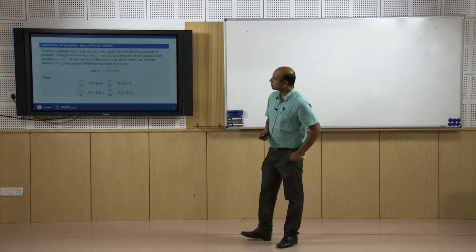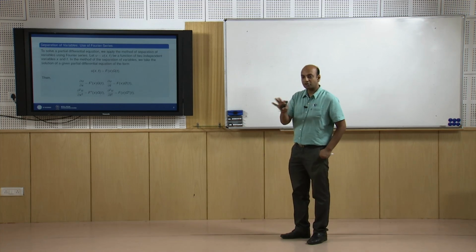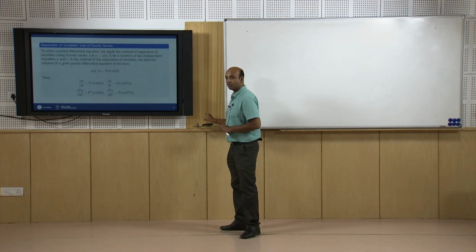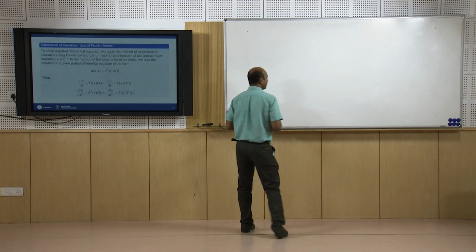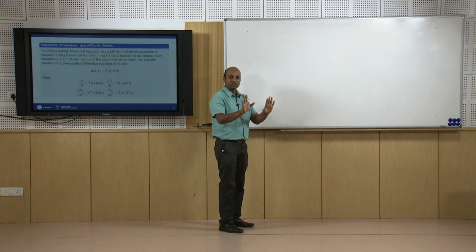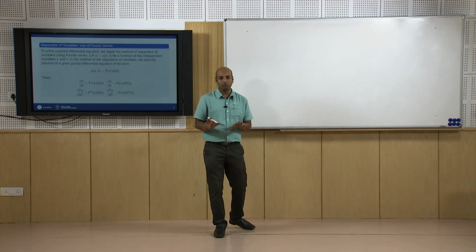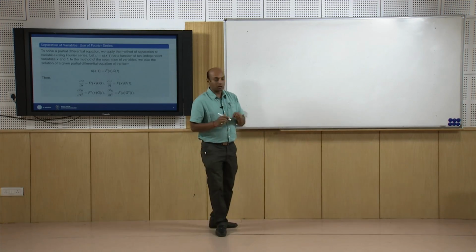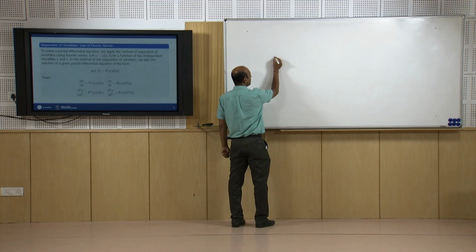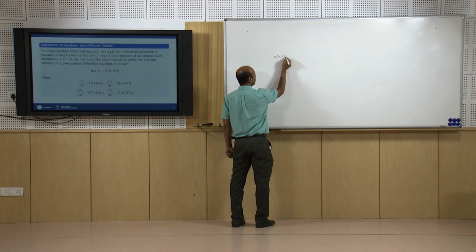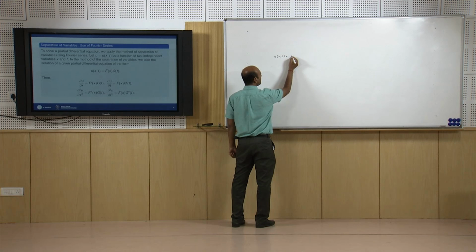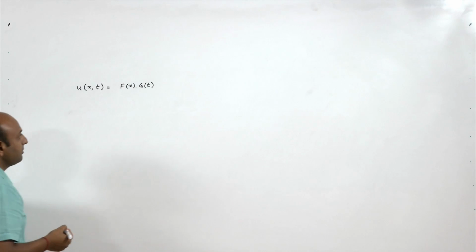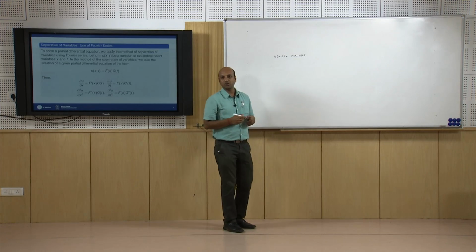Now, how can we solve a given partial differential equation using Fourier series? We use separation of variables. Suppose a partial differential equation is given to you, it may be a one dimensional wave equation or one dimensional heat equation or two dimensional wave equation or anything. How can you solve it? You assume that u x t, which is a function of two independent variables, is simply f x into g t. This is the method which we call separation of variables.